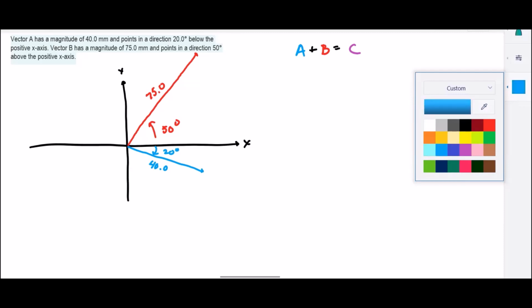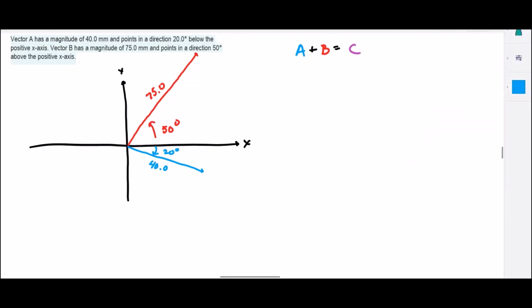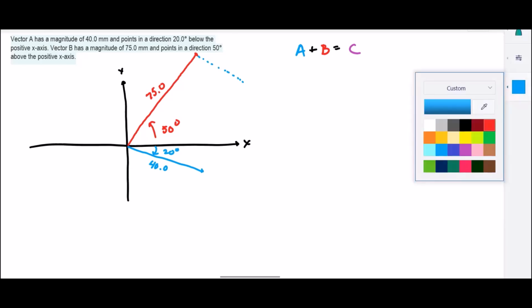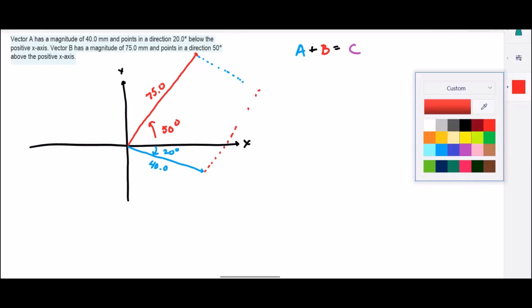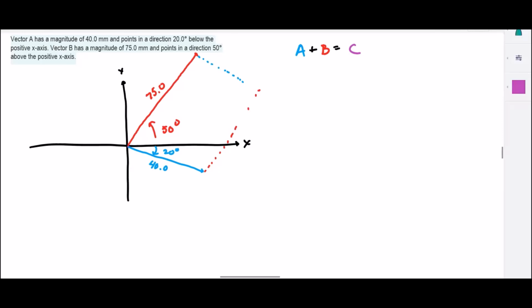So if I'm going to add A and B, graphically it's going to look like this. I'm basically going to take from the tip of B, and draw out A again. It's at that same angle, and it's the same length. And then from the tip of A I'm going to draw out B again. Same angle, same length. Okay, good enough. And then C would start at the same point that the other two vectors started, and it would be the diagonal between the two. So this is what C would look like graphically, like that.